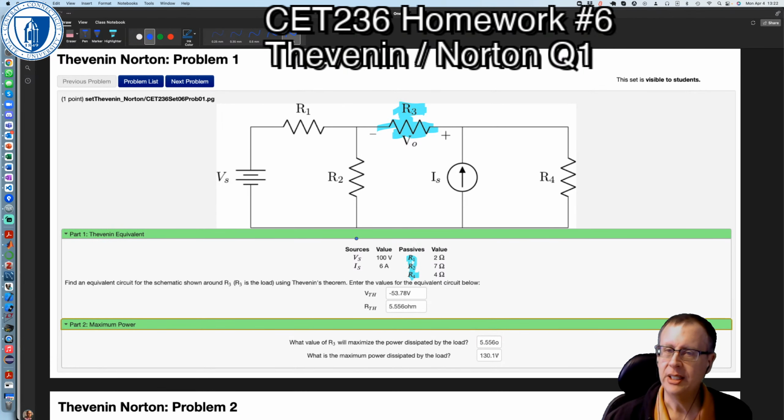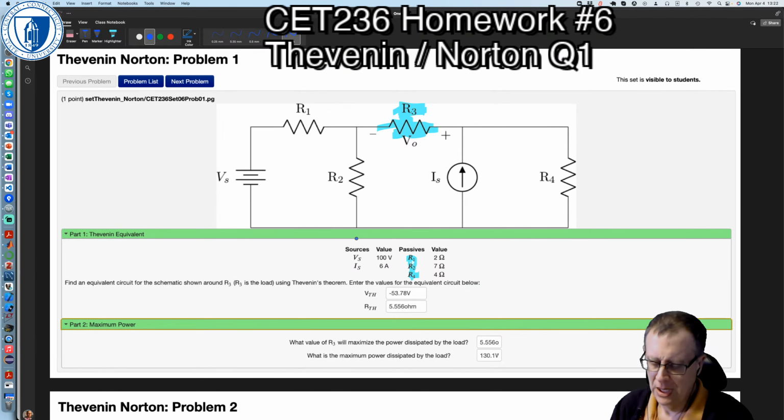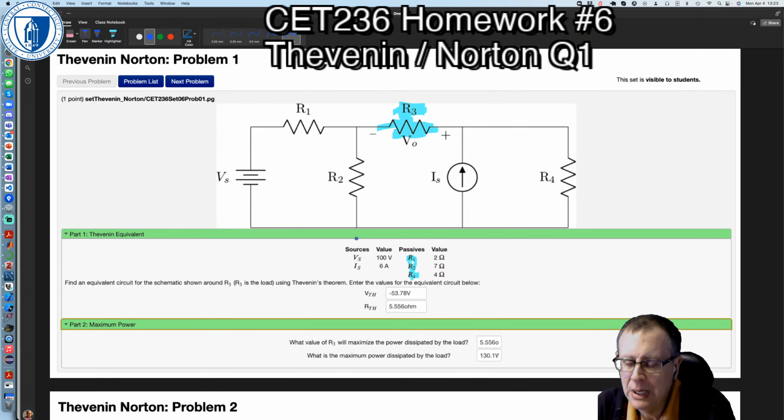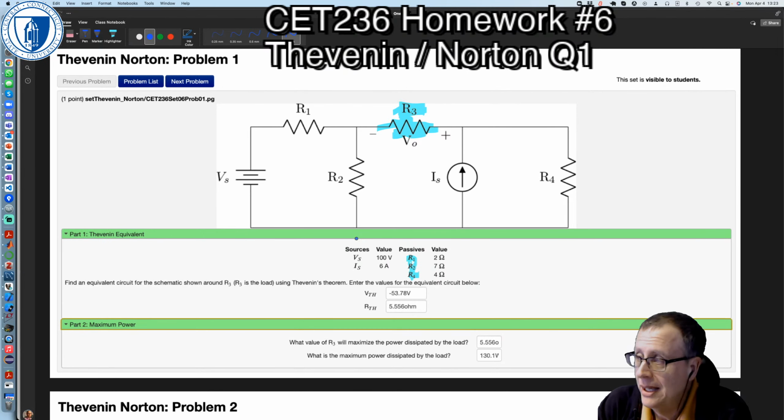Remember, there's three ways we can figure out the Thevenin resistance. There's the equivalent resistance technique, there is the open circuit voltage, short circuit current technique, and there's the apply a voltage technique. There are constraints on each of those. The first one, the equivalent resistance technique, we need to make sure there are no dependent sources, and in fact there are no dependent sources, so that's the one I'm going to use.